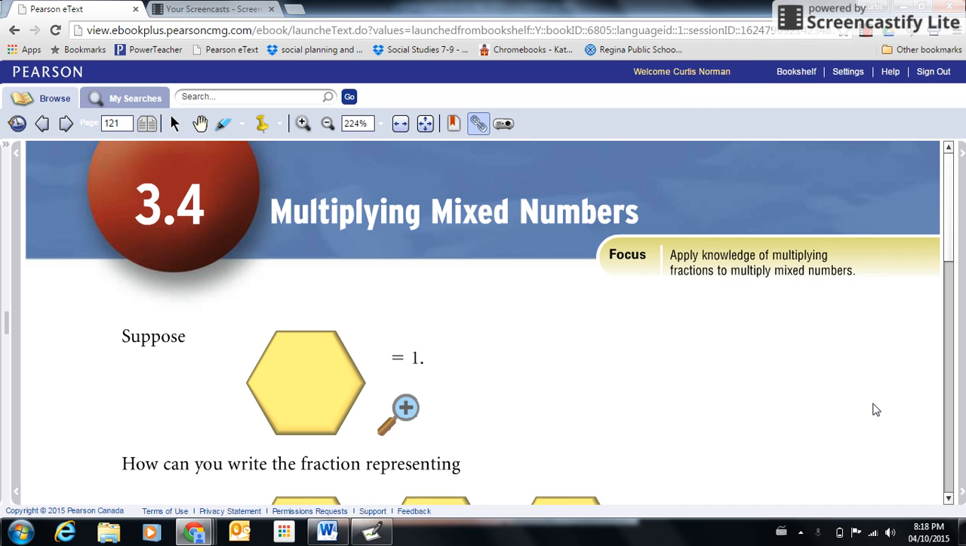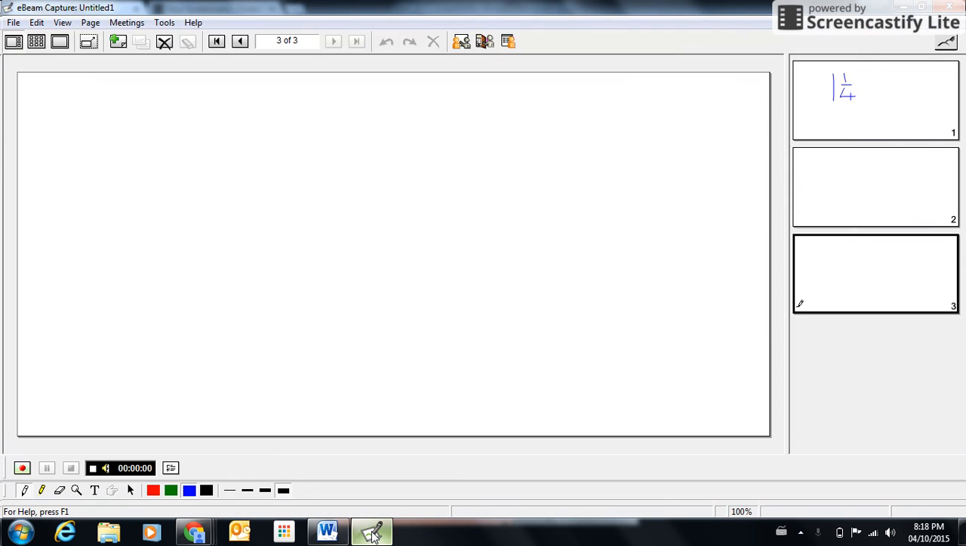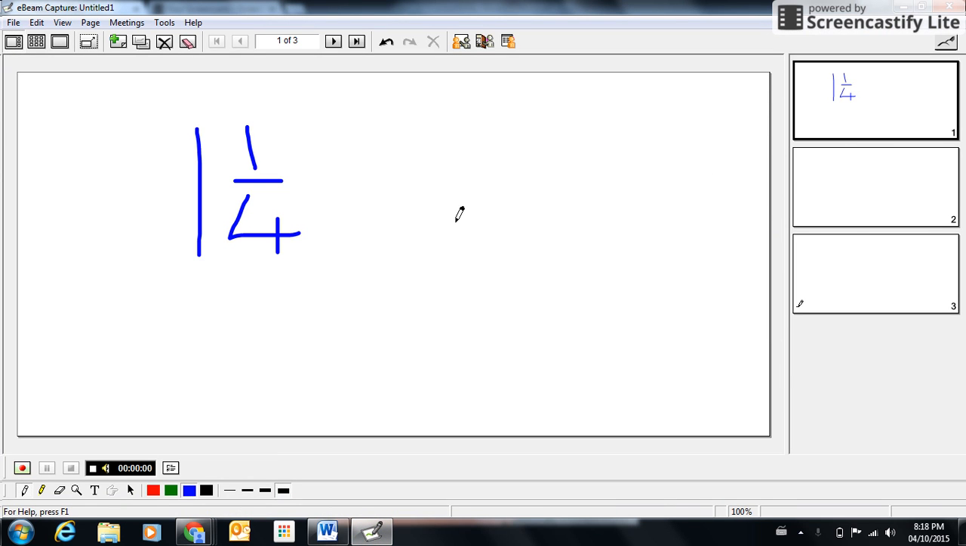Tonight's lesson will be on multiplying mixed numbers. I want to show you something here first. So take a look. If you don't remember what a mixed number is, this is an example here. The way we would say this number is 1 and 1/4.